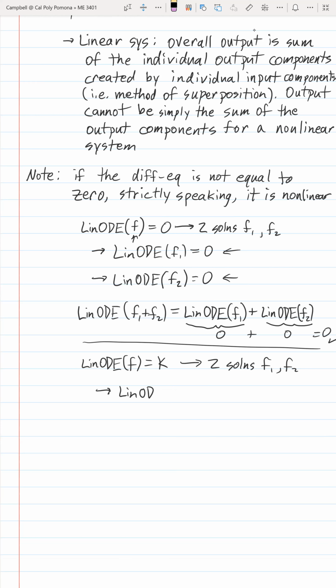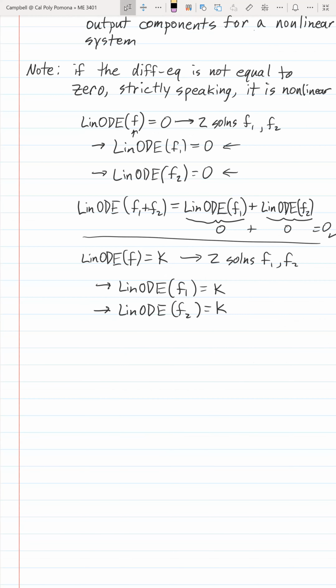Linear ODE. So if I go ahead and substitute in F1, that's a combination of a parenthesis and an F, F1. Clearly, what do we get? We get K if it's a solution, right? We also have F2, which is equal to K. But then if I substitute in the two added together, so we would still call this a linear ordinary differential equation.